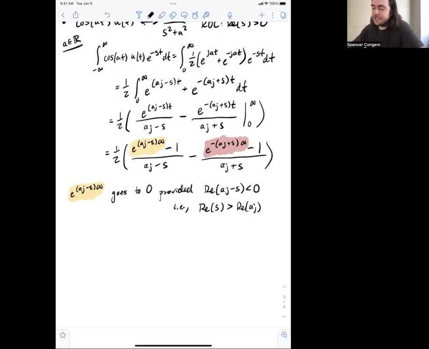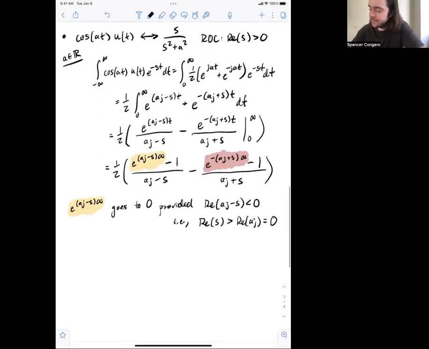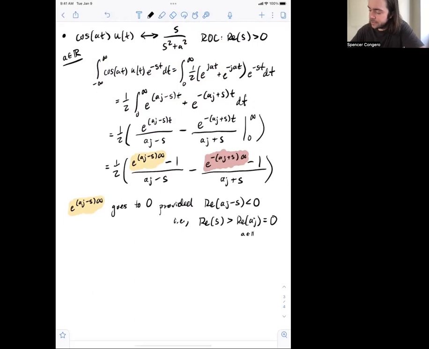Well, what's the real part of aj? Remember, a is a real number, so that's a purely imaginary number. The real part is just 0. Okay? Remember, a is a real number. So we need the real part of s to be greater than 0 to get this part to converge, but this also has to converge, right?